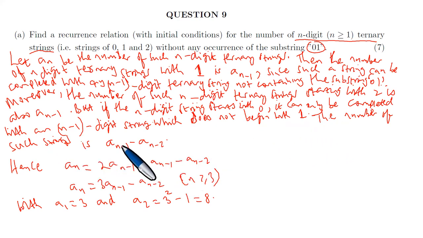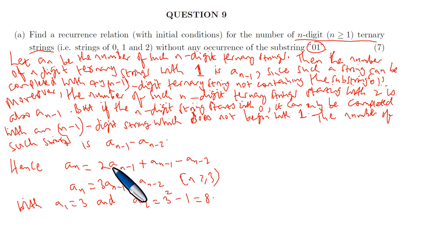Right, the number of such strings is then what? Right, so the number of such strings, therefore, is a sub n minus 1 minus a sub n minus 2. So you are looking at those that begin with zero and you subtract the a sub n minus 2. So the understanding is that in those strings that begin with zero, you remove this substring. And this substring obviously is a two-digit string, so you subtract that, the a sub n minus 2. And therefore, this is what you get.